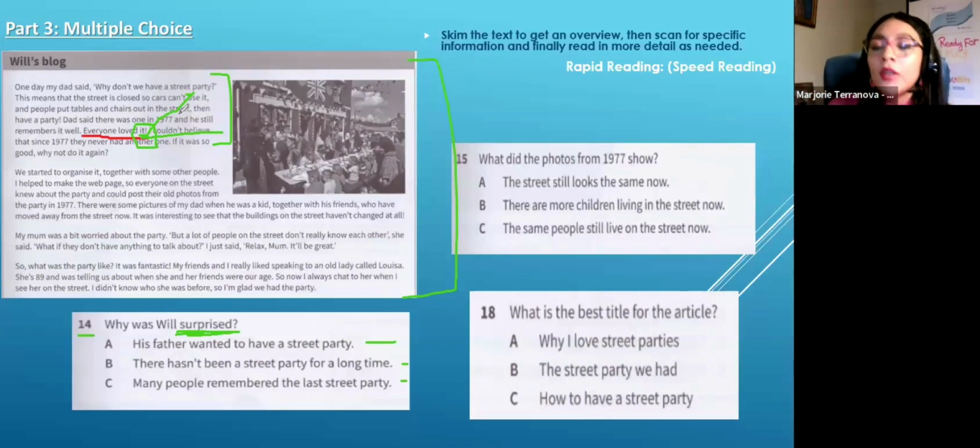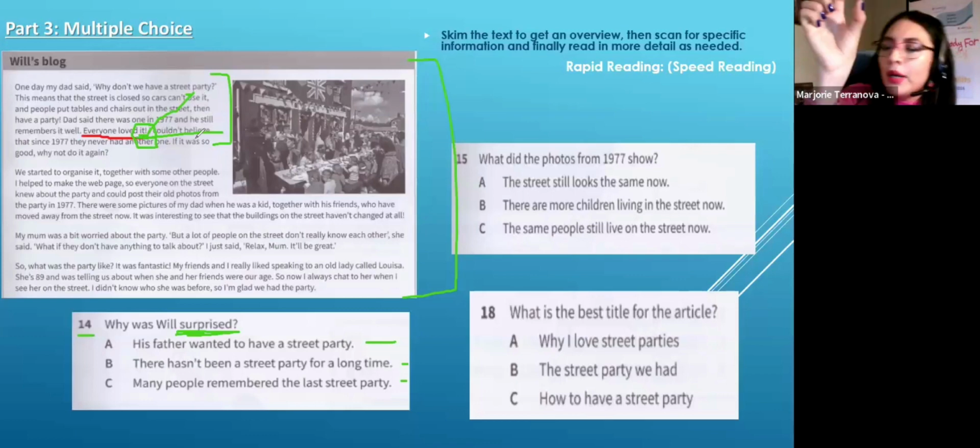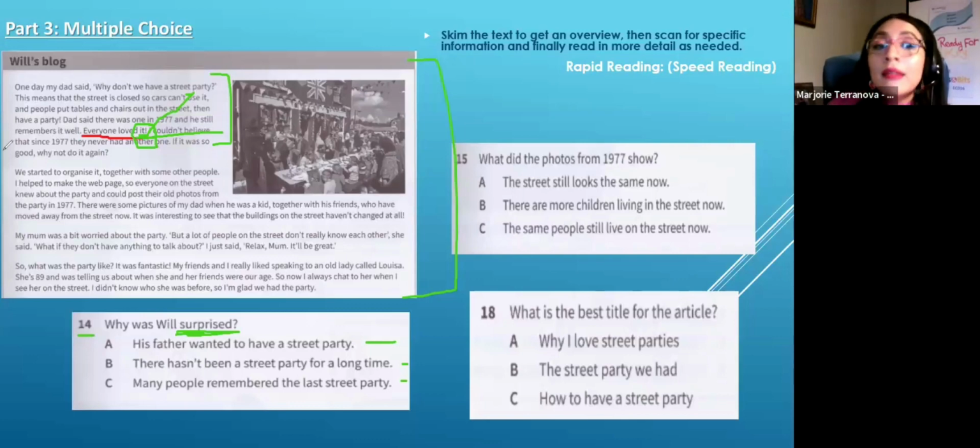However, if you divide, okay, today we're going to practice referencing. You guys need to complete with the right pronoun. Then you are preparing them for this kind of exercise, right? They can recognize, oh, I know it refers to this because my teacher taught me that I have to go backwards and see exactly what part of the text, what noun it refers to, okay? And then I already found this one, right? Everyone loved it. I couldn't believe that since 1977, they never had another one. Again, referencing. One refers to the street party.